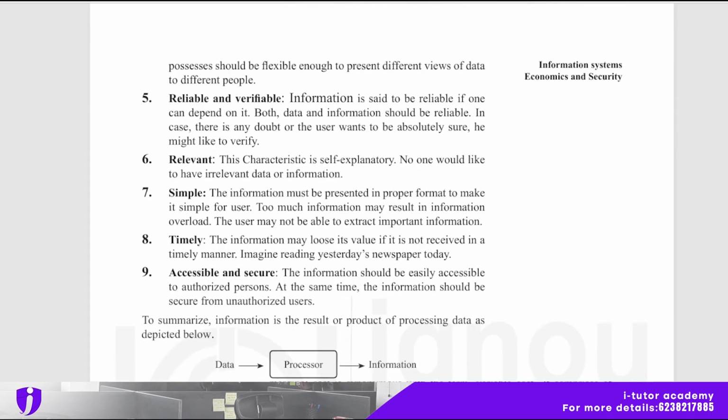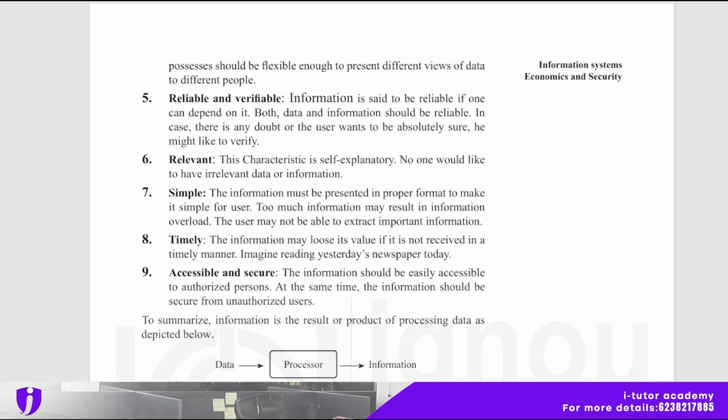Reliable and verifiable: information is said to be reliable if one can depend on it. Both data and information should be reliable. In case there is any doubt or the user wants to be absolutely sure, he might like to verify. Relevant: this characteristic is self-explanatory and no one would like to have irrelevant data or information.